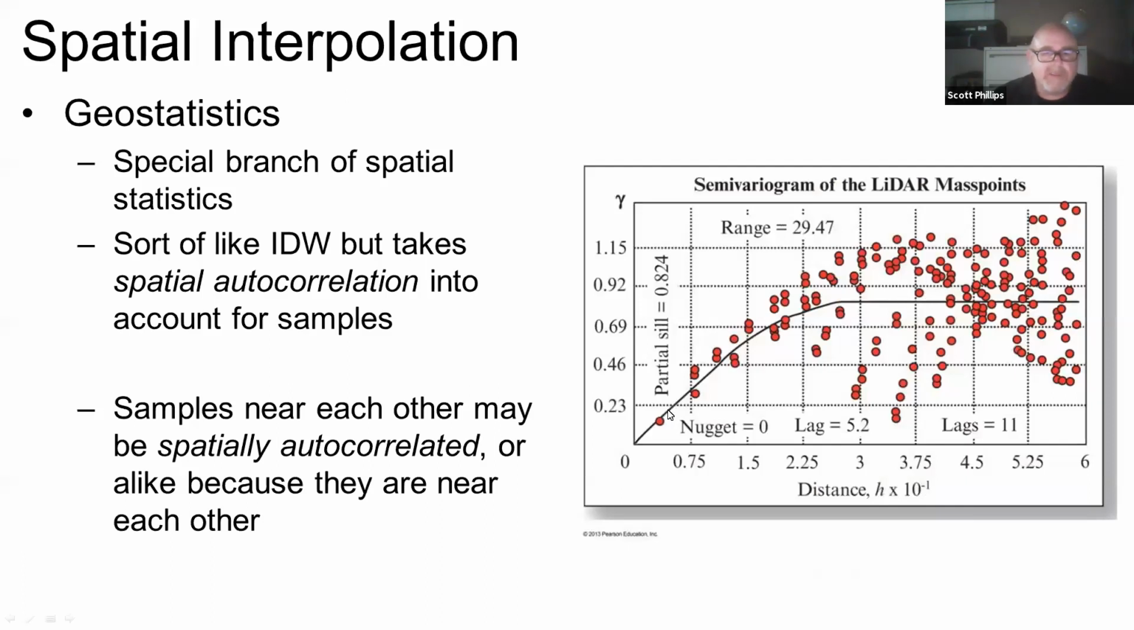But this may be a better way to look at it. If we look at the distribution of the LiDAR points and at the values as we go further away from each other, when they're close, they're a little bit more clustered, and as they're further away, they tend to be less clustered. There's less autocorrelation, and you can use that to help the interpolation process using some advanced statistics.